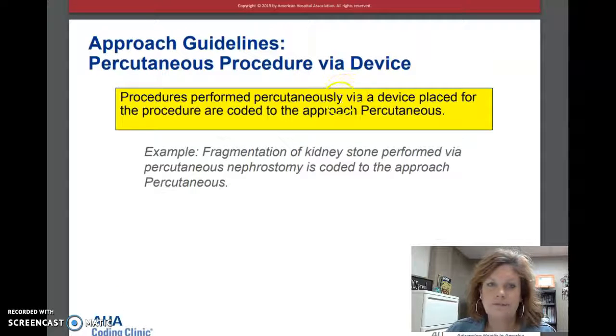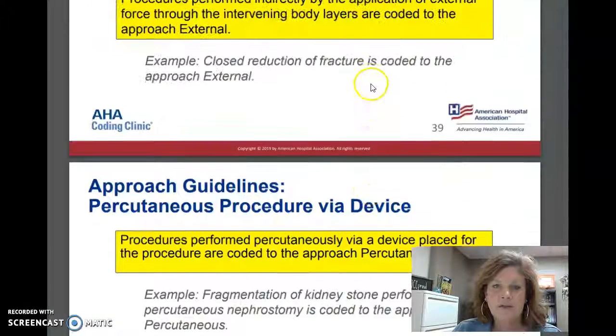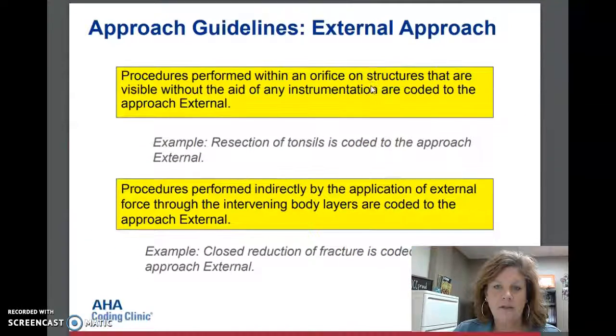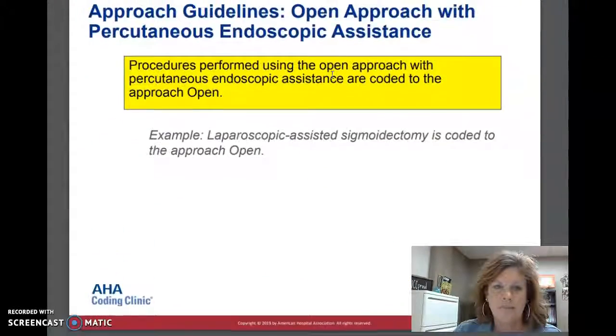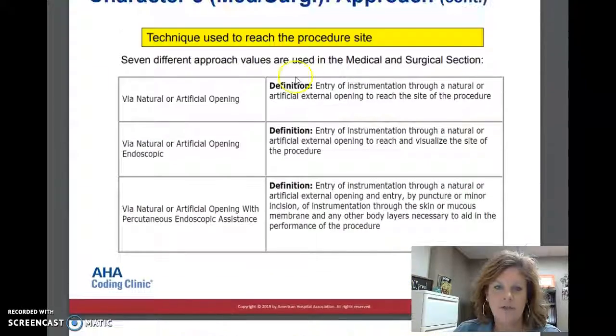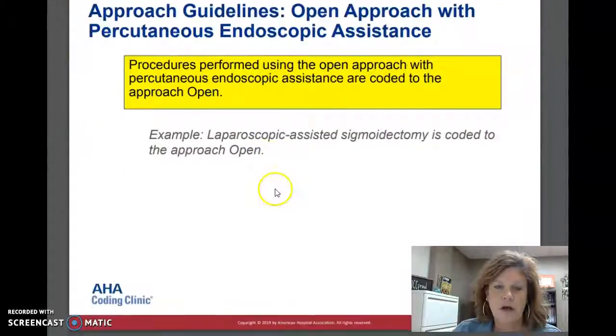Okay, so let's start where we ended here. Approach guidelines. So I'm going to just go back here. It's just really important for you to go through the approach guidelines. So I'm back going here. So we did the approaches.